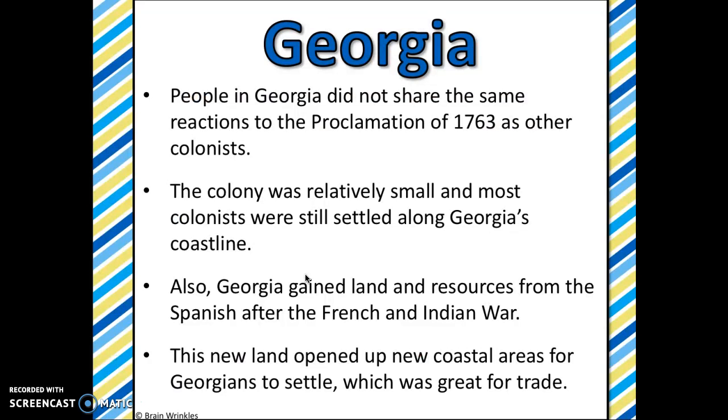People in Georgia did not share the same reactions to the Proclamation of 1763 as other colonists. The colony was small, and most colonists were still settled along Georgia's coastline, so they didn't care because they weren't on that side. Georgia gained land and resources from the Spanish after the French and Indian War, and this new land opened up new coastal areas for Georgians to settle, which was great for trade. So Georgia wasn't that concerned with what was happening because it wasn't really affecting them at the time.